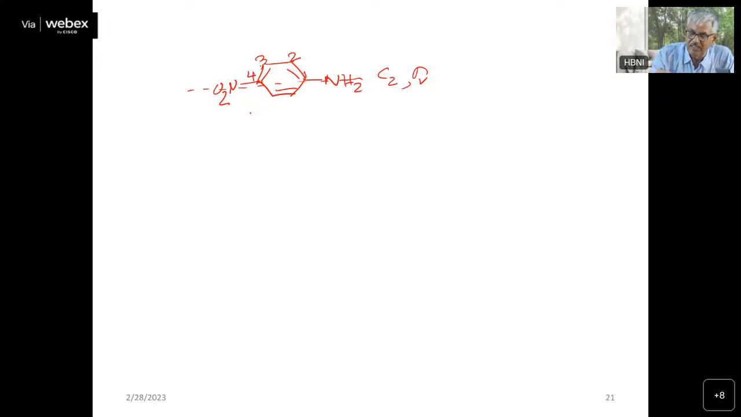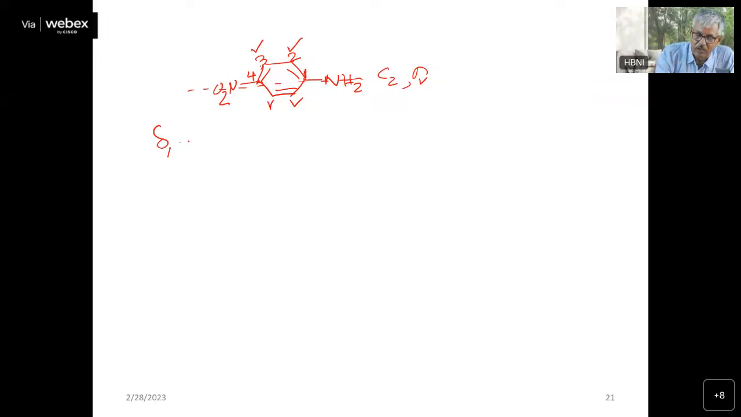Because this carbon, I'll mark this, and this one have the same chemical shift, you have 4 different types of carbon. So this is your carbon 1. So how will we find out the chemical shifts?